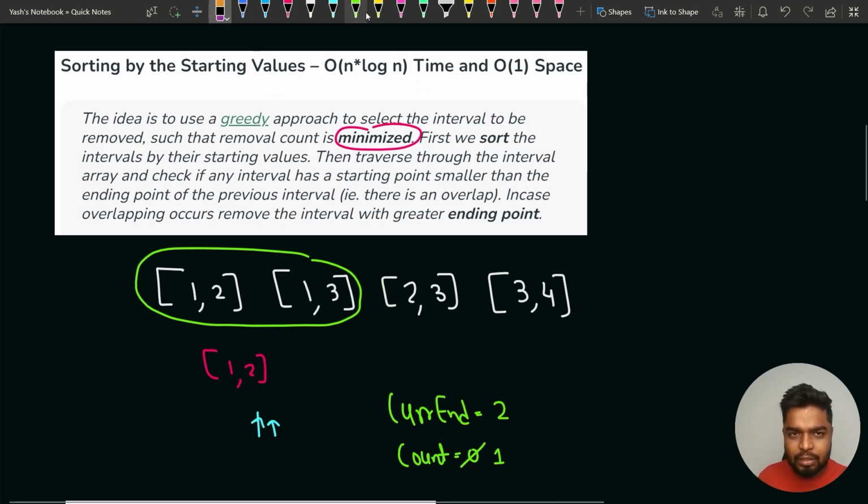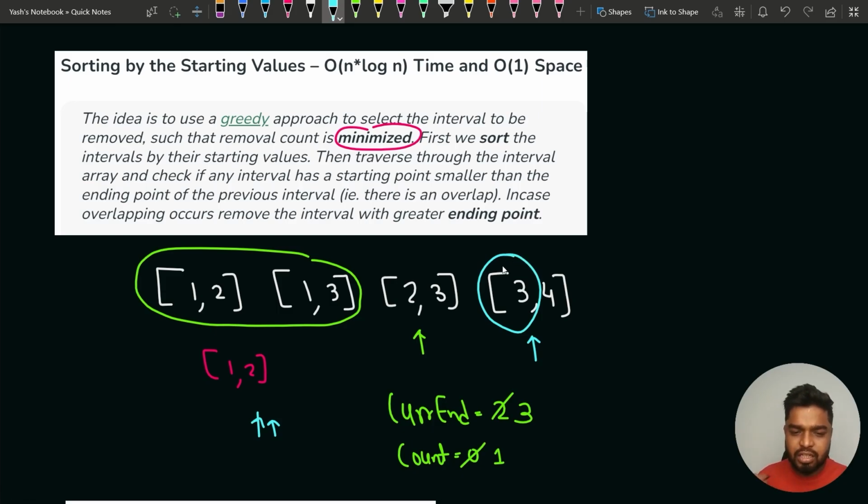So if there is no overlap, then the current ending will update to the ending of the ith interval, that is 3 here, because the ending of this particular interval 2 comma 3 is 3 only. Then we'll go to the next interval. The moment we go to the next interval, we are at the 3 comma 4 interval. When we come across this, we'll check if the current ending is greater than the starting of the next interval. So that is not so.